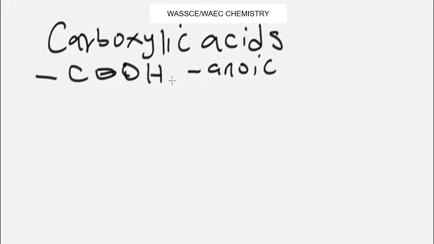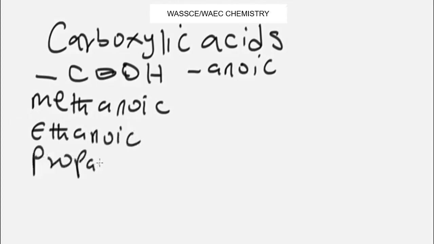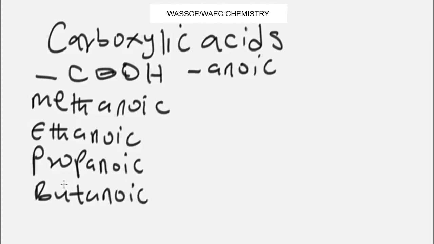Now, let's look at the first four carboxylic acids we have. The first four carboxylic acids include methanoic acid, ethanoic acid, propanoic acid, and butanoic acid. Alright, so these are the first four carboxylic acids we have.